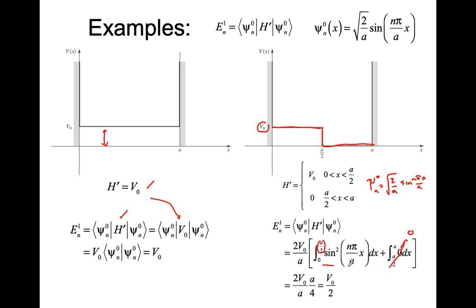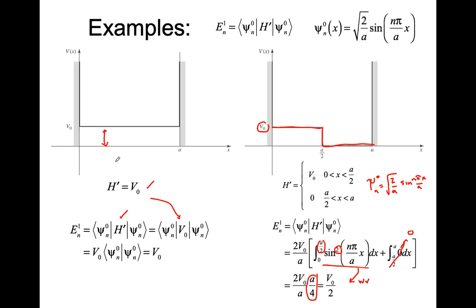But we still have to do this. From 0 to a over 2, I'll be honest with you, I did this in Wolfram Alpha, but we've done the integral of sine squared dx multiple times during this course. It might not surprise you that it's the upper limit of integration divided by 2. You can check it, but I did that in Wolfram Alpha. And then I still got the constants out front. The a's cancel, 2 over 4 becomes 1/2. It looks like V0 over 2 would be the first order correction to the energy eigenvalue.